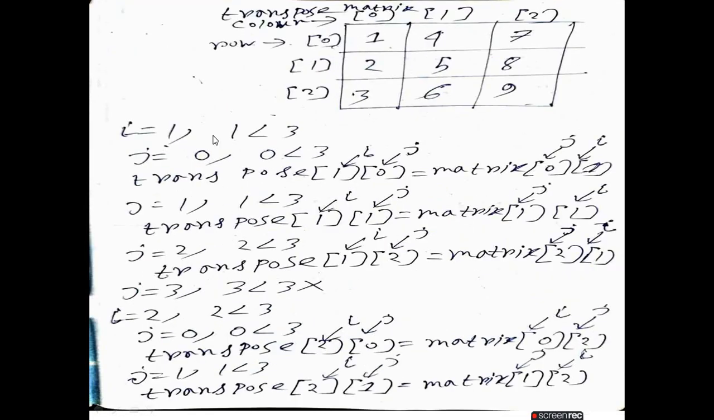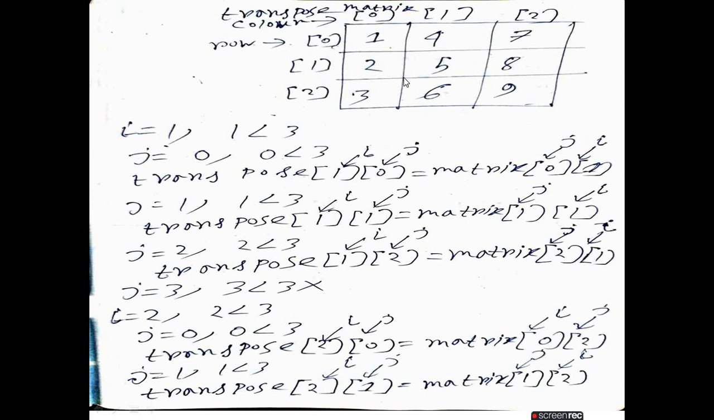So now again go back. Now i is incremented. i becomes 1 now. 1 is less than 3, yes, condition is true. Then j is again assigned 0, starting from 0. j equals 0, 0 less than 3. Transpose of ij, what is the i value? 1. The j value is 0. That means transpose of 1 0.